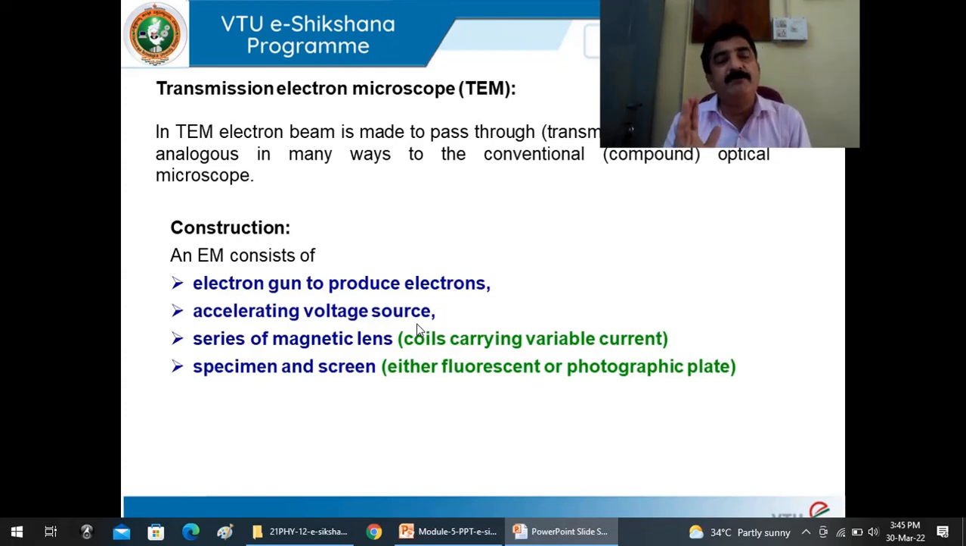Finally, the specimen for study and then the screen to get the image. So I repeat the different parts of the TEM: electron gun acting like a source, accelerating voltage source, and then magnetic lens arrangement, specimen which is to be studied, and finally screen on which image is formed.